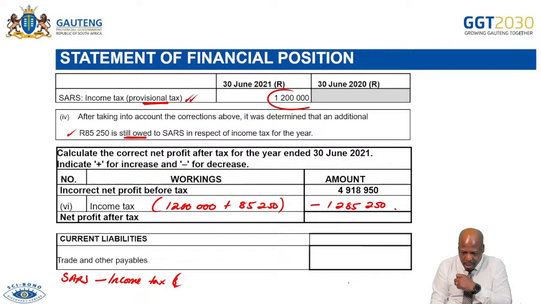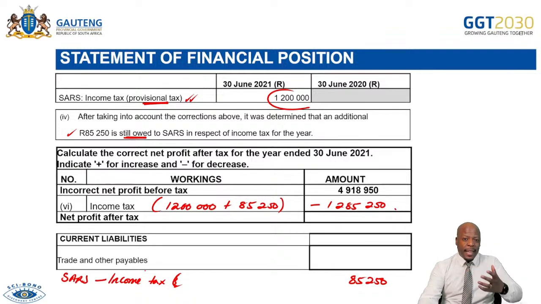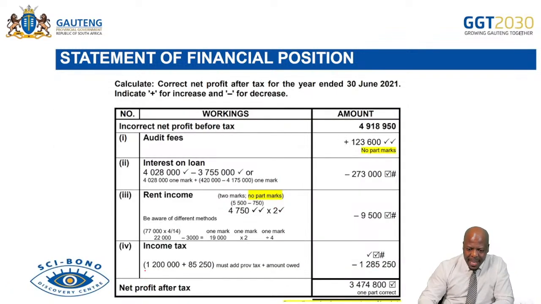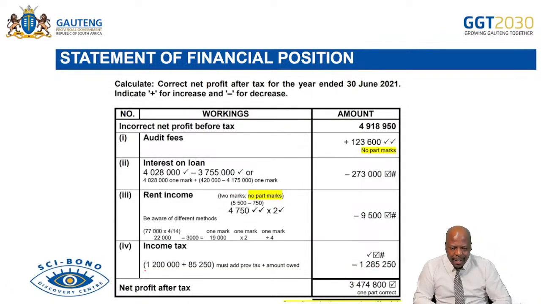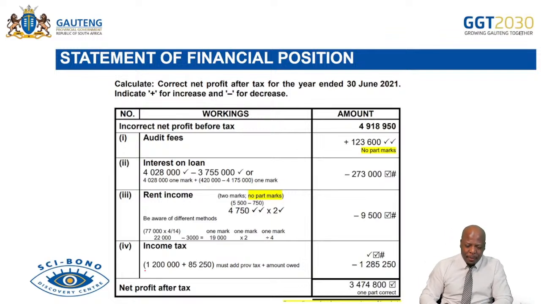The amount is straight, which is your 85,250 under current liabilities, whereby you can also put it in trade and other payables depending on the answer book that you would be provided with. But in this statement of financial position, you would see when we reflect it later that you were to record it separately.